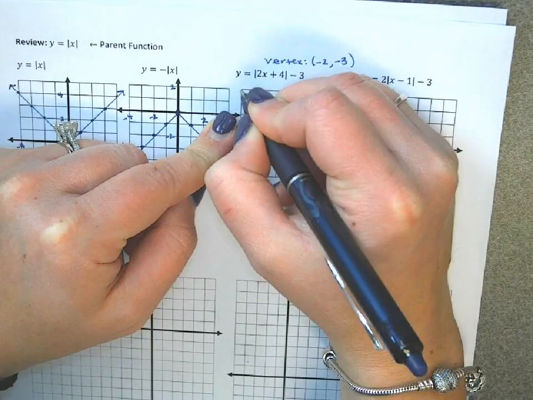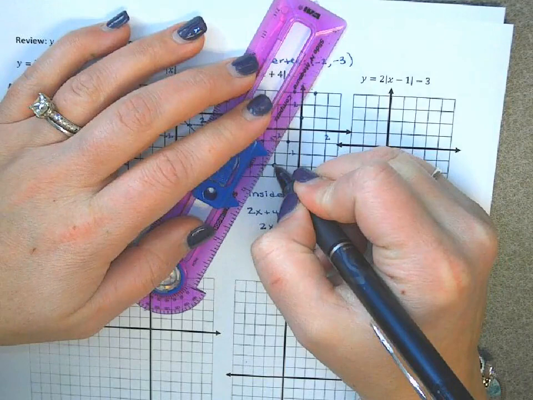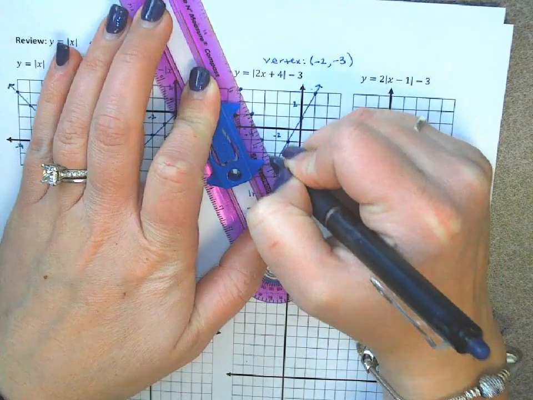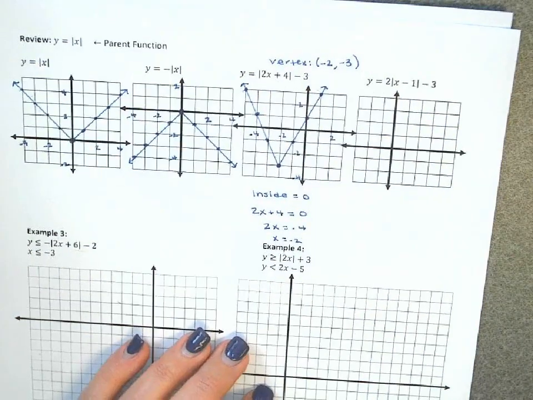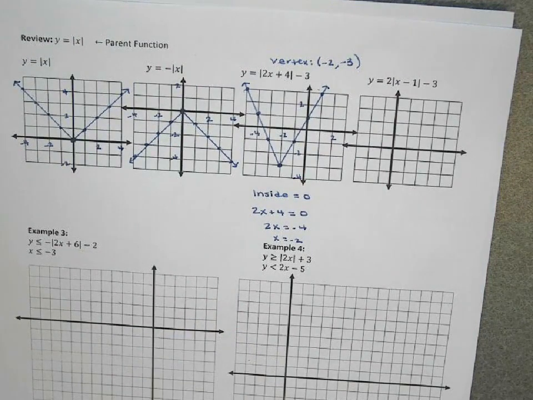That tells you how steep that V is. This is all from Unit 2, so this is review. If you didn't remember that, you could resort to making a table. You could also resort to graphing it on a graphing calculator, if you have one.